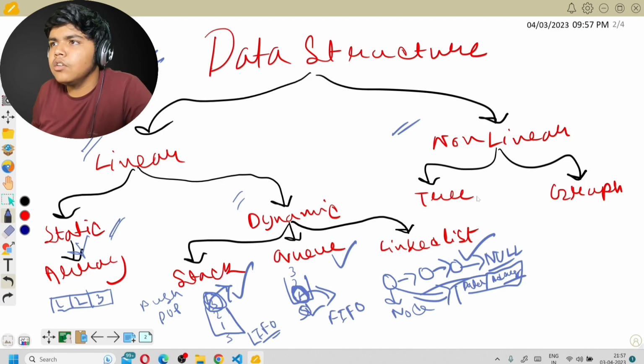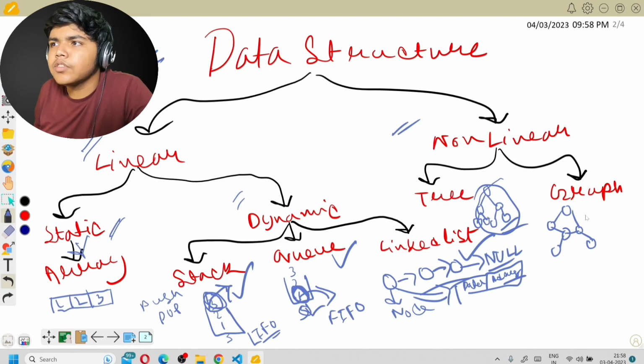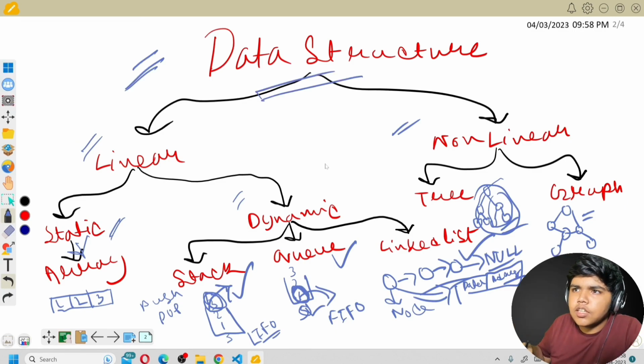And tree basically looks like this. It is a non-linear data structure. Tree looks like this, and graph looks like this. Tree is also a type of graph. Graphs are interconnected, and trees have nodes and leaf nodes. When I teach you data structure, then in this channel I will teach each and everything in detail. So this is basically data structure.